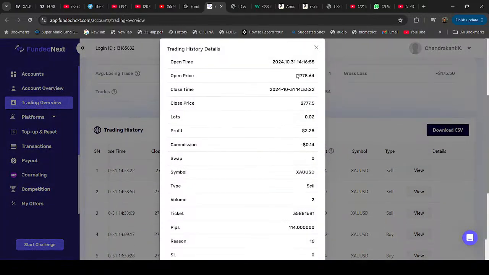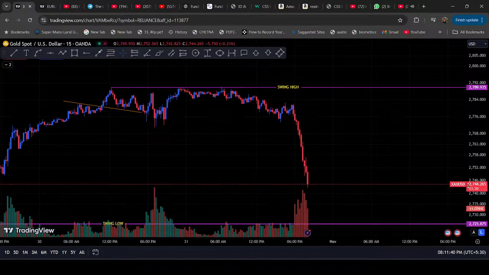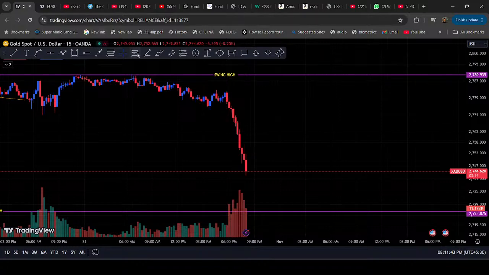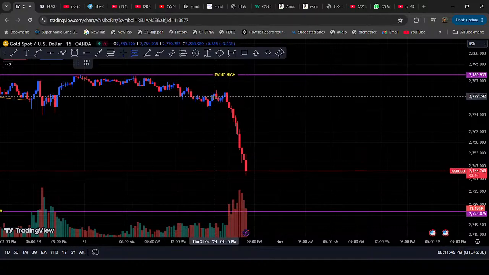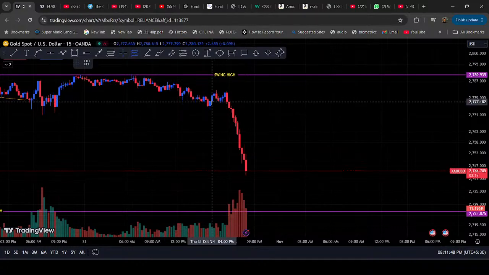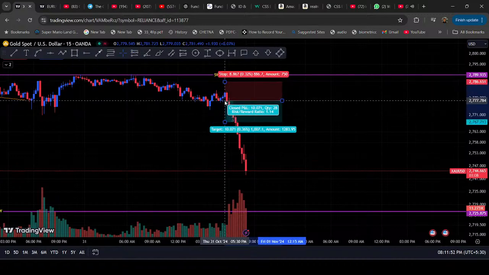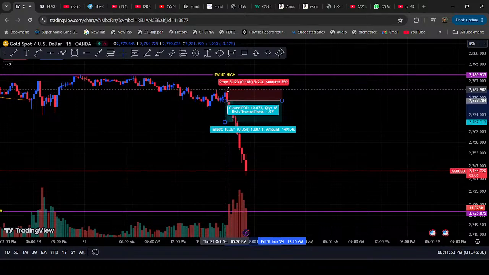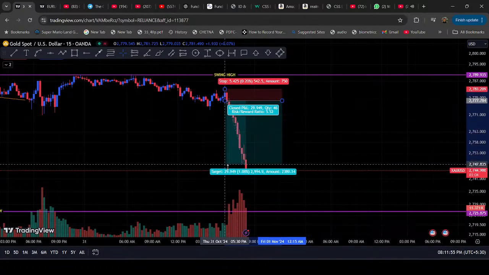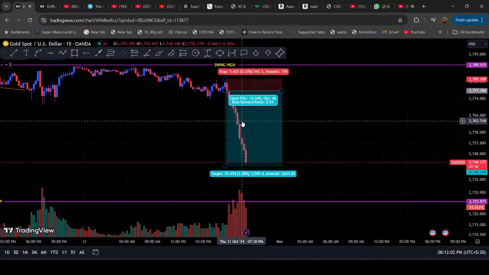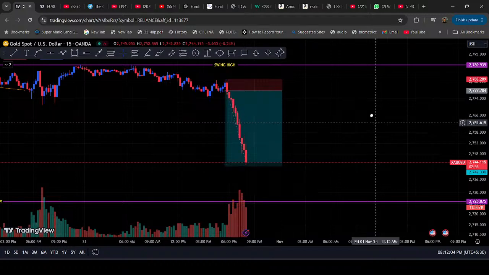Shit, bro. Open price is 2778. Now it is trading at 2744. Shit, bro. Oh shit, man. Bro, I exited right here. Fuck. Bro, if I had got this trade, I swear. How much is it? It's 3. Fuck. 350 pips almost.